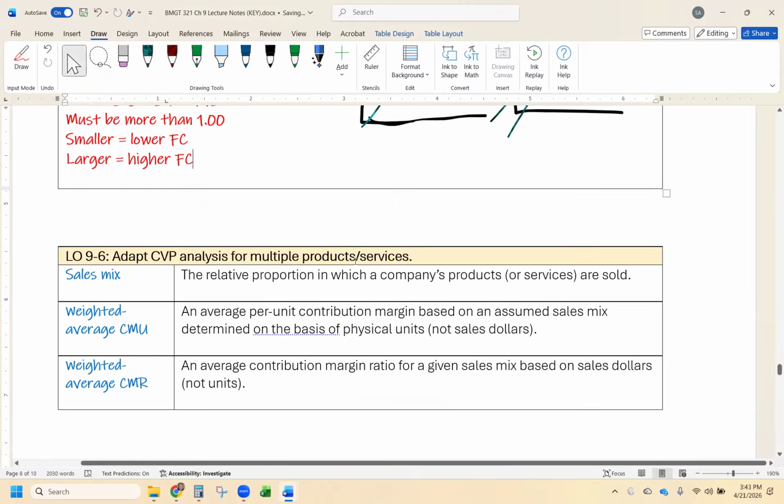All right. So now let's talk about sales mix and weighted average CMU and weighted average CMR. Sales mix is the proportion of products that you sell if you sell more than one product. So these companies wouldn't just sell one thing. We're not going to have just one production level or one price or one contribution margin per unit. We're going to have a number for each product that they sell. So let's say that they sell product A, B, and C.